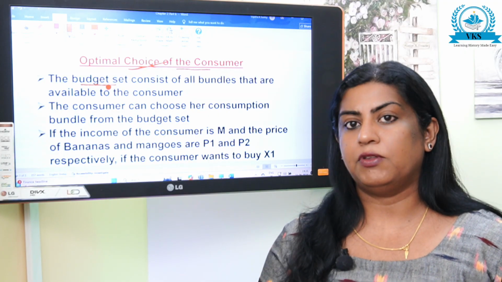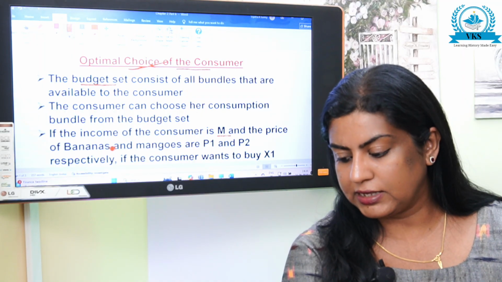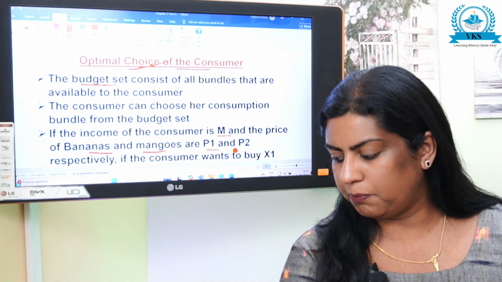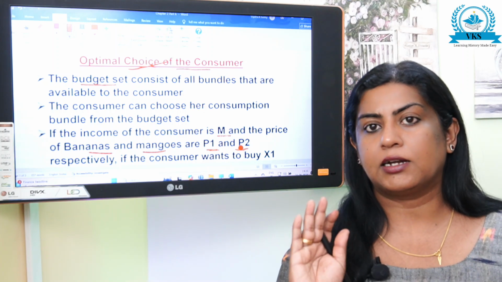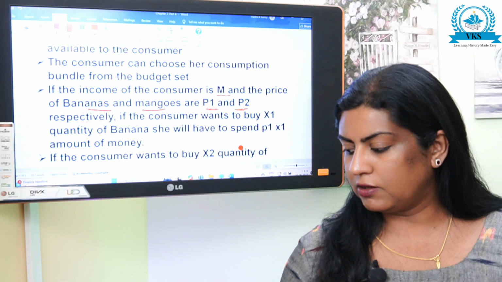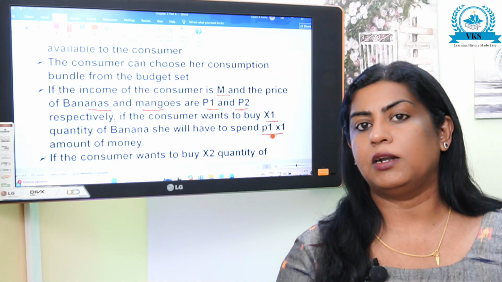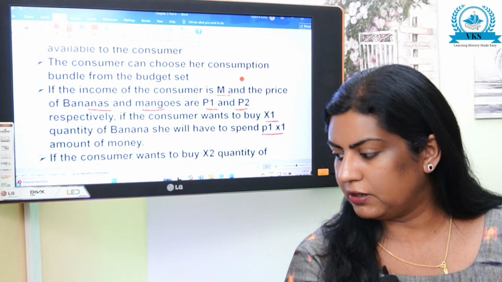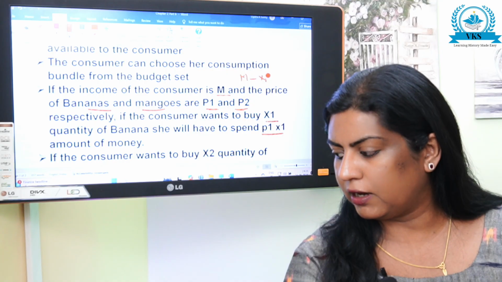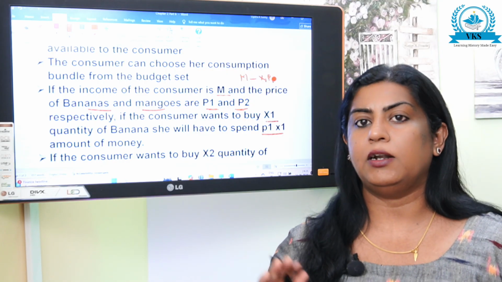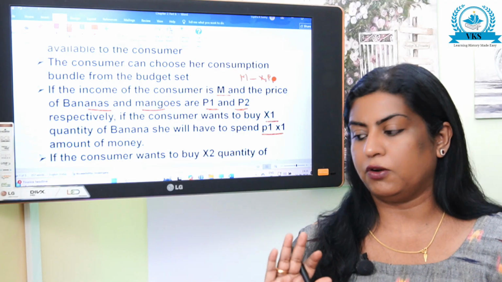We have learned that if the consumer's income is M and the price of bananas and mangoes are P1 and P2, that is P1 is the price of bananas and P2 is the price of mangoes, and the consumer's income is M. So if the consumer wants to buy X1 quantity of banana, she will have to spend P1 into X1. That is how much banana they can buy for P1 amount of money.